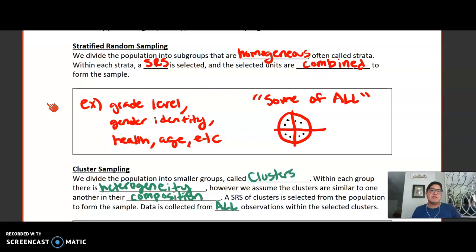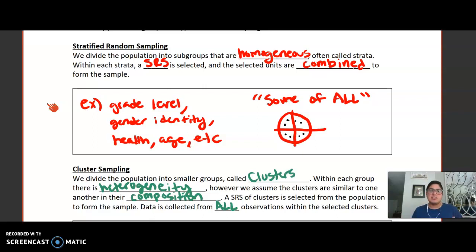We divide the population into subgroups that are homogeneous, often called strata. Within each strata, we then select an SRS, and the selected units are combined to form the sample. So, homogeneous meaning that they are similar in some characteristics. So some examples are grade levels, the difference between juniors, seniors, sophomores, freshmen, middle school versus high school, etc.